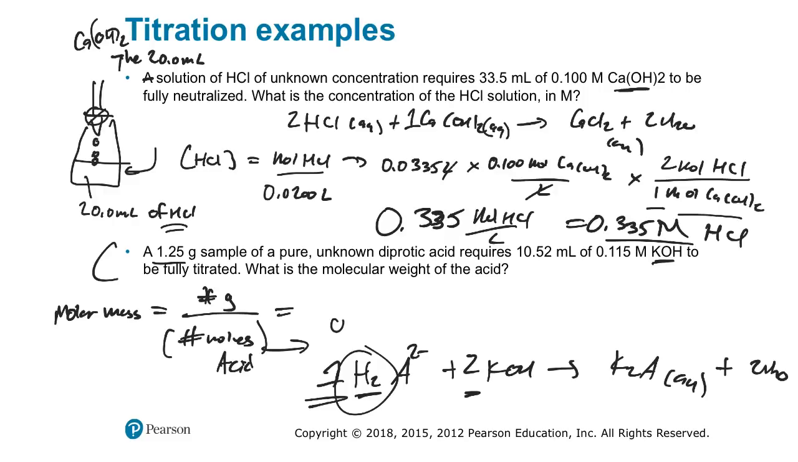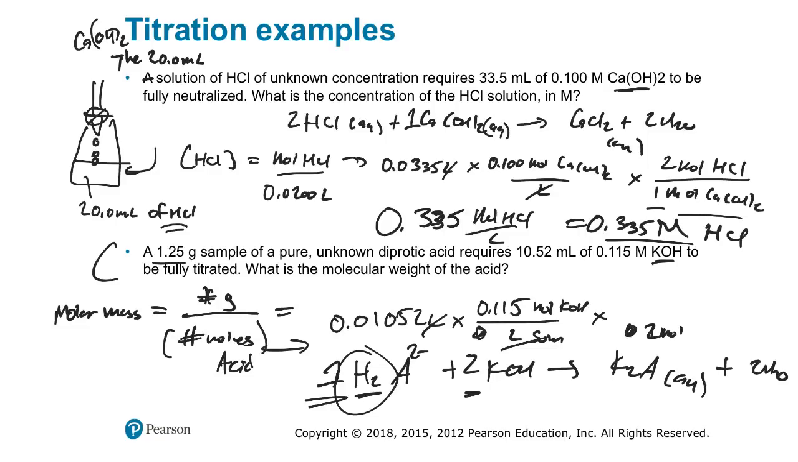So we take 0.01052 liters times 0.115 moles of KOH per liter of solution. So we take the volume of KOH times the molarity of KOH, and then we just use the fact that for every 2 moles of KOH that had to be added, that means there was 1 mole of the acid originally present.